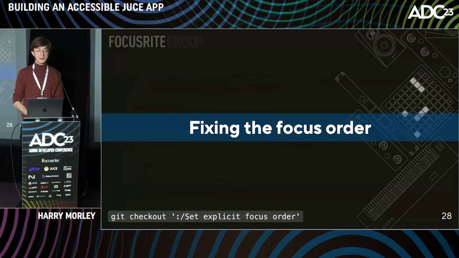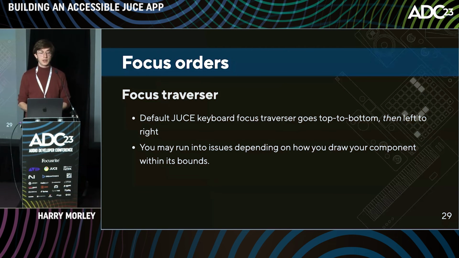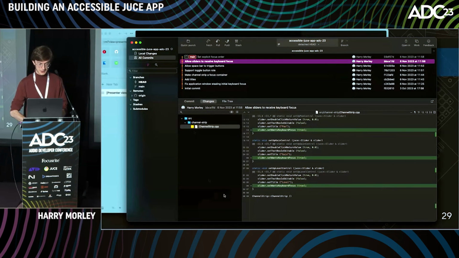So, fixing the focus order. So, onto the fun part. By default, the Juce keyboard focus traverser goes top to bottom, and then left to right. So, it will start at the top, and then see if there's anything left to right, and then it will make its way down, like you're reading a book, basically. You might run into issues, depending on how you're drawing the component within its bounds. I'll just quickly demo the problem, sorry. So, build it up.